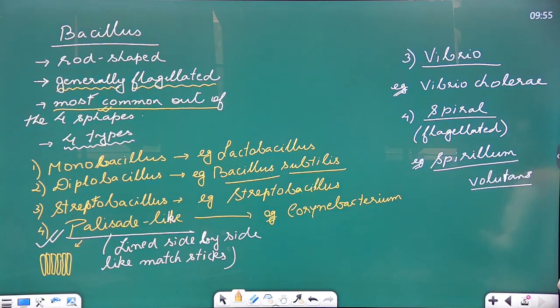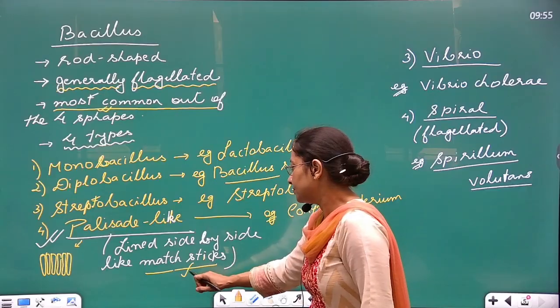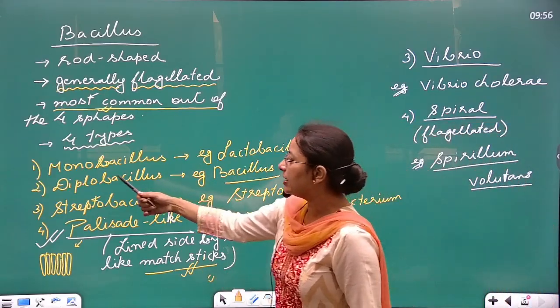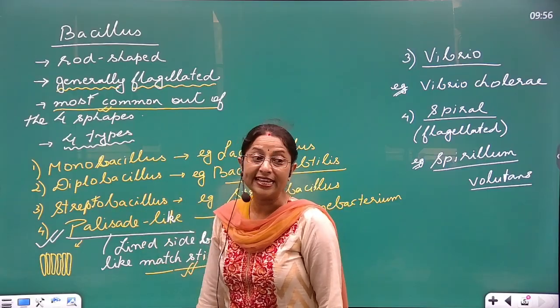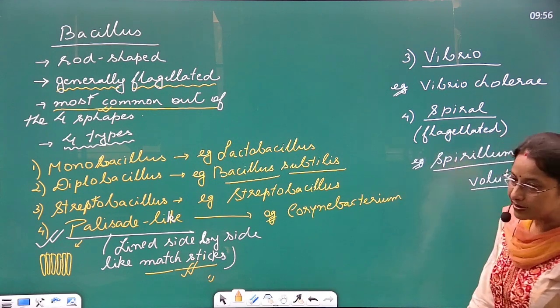Out of all the information that we have written, just one word is important, that is palisade. Right? So what is palisade? If the rod-shaped bacteria are arranged in the form of matchsticks. So again, this word is important. And as far as the names are concerned, I think we understood mono, diplo, strepto. What was the meaning of strepto? Arrangement in the form of a chain is called strepto. So this is all about shapes of bacteria.